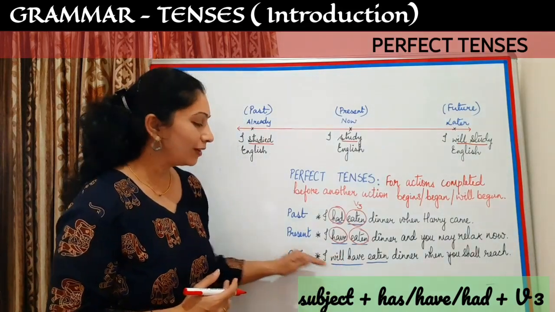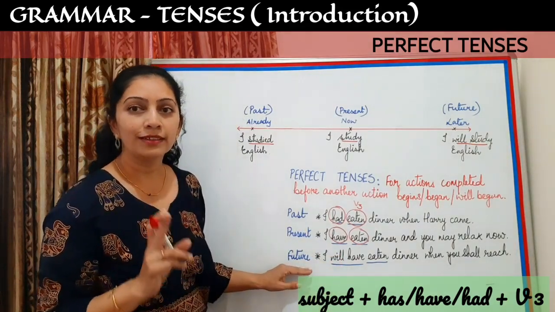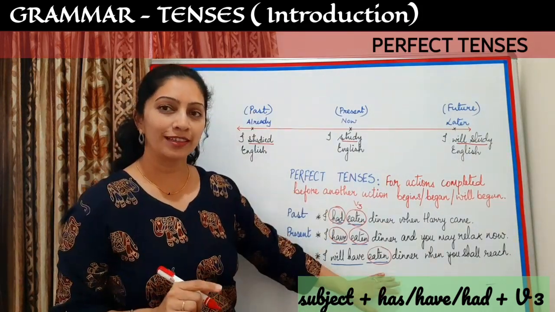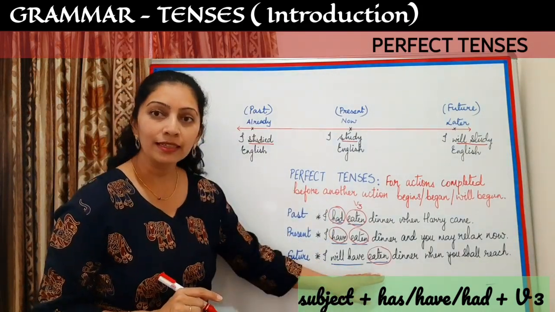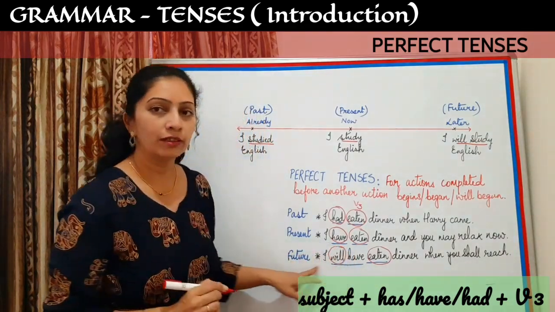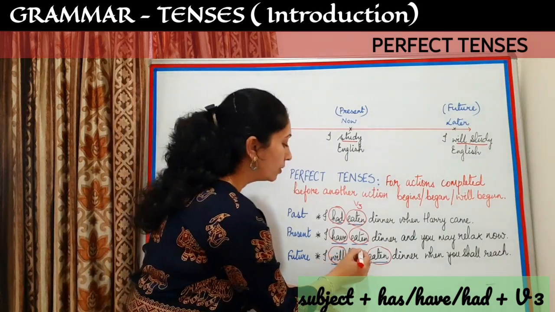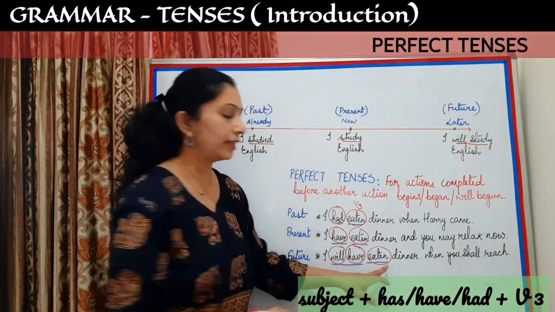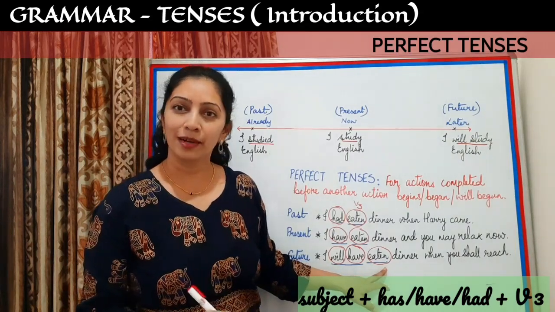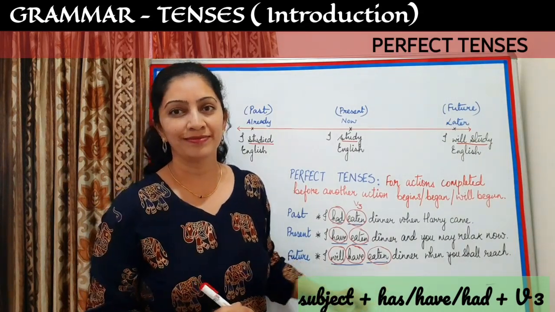So whenever we talk about future perfect tense, now let's look at this label properly. Future perfect tense will be constructed like this. The word "will" denotes future tense, "have" denotes perfect tense, and "eaten" is the V3 form, which compulsorily will come after "have".